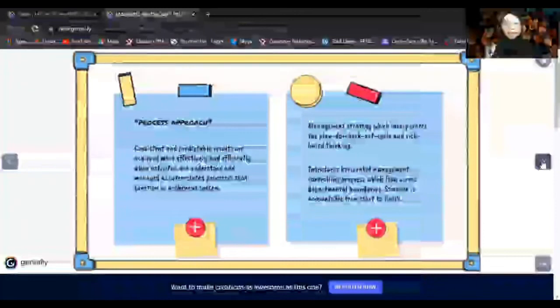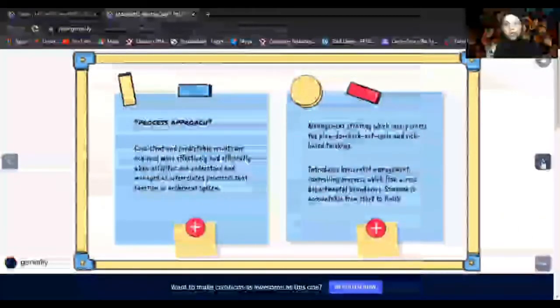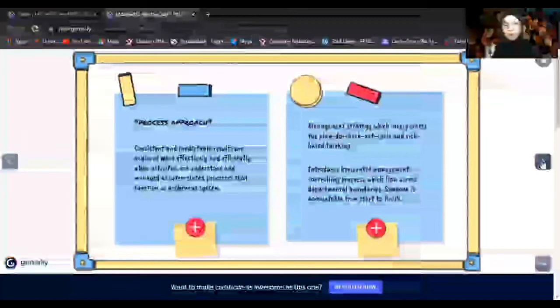An ISO 9000 process approach is a management strategy which incorporates the plan, do, check, act cycle, and risk-based thinking. It means that we not only understand what the core processes are, but we also consider how they fit together.